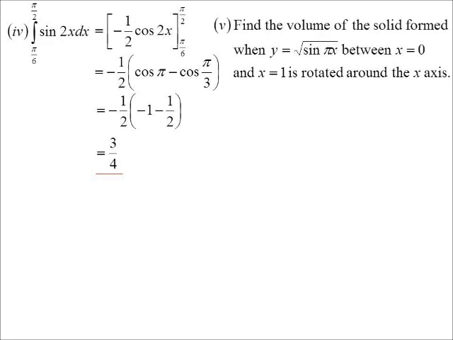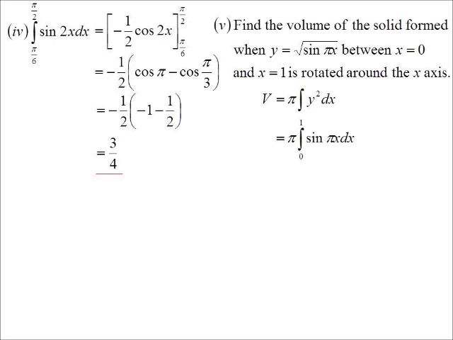Let's do a volume question. Volume of solid formed when y equals the square root of sine pi x between x equals 0 and 1 rotated about the x-axis. So remember, pi times integral of y squared dx. Oh, how convenient. It was y equals the square root. So when I square that, the square root goes away. Wow, that was lucky. Just brilliant how that works out.